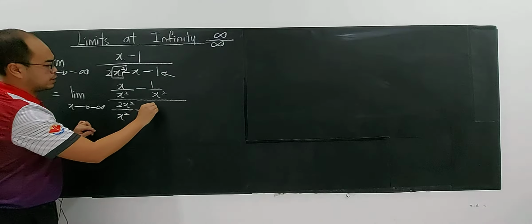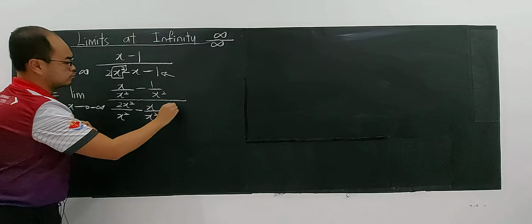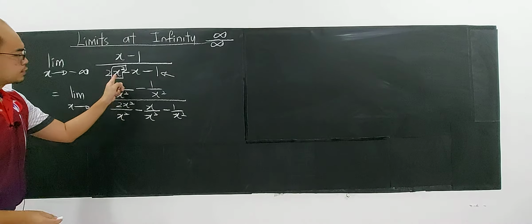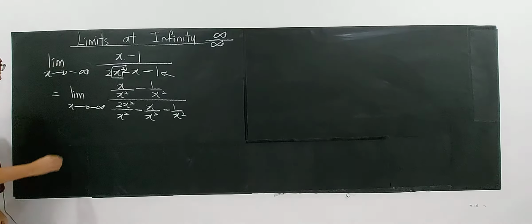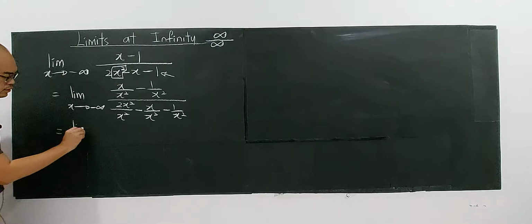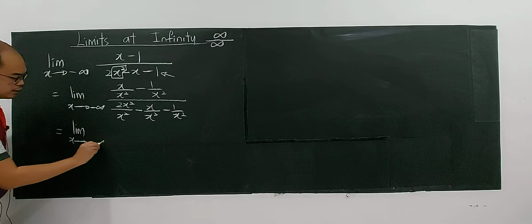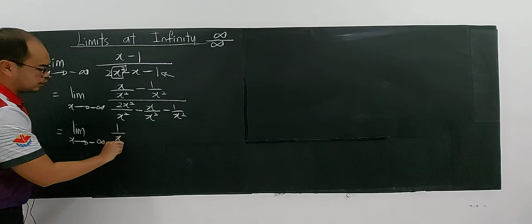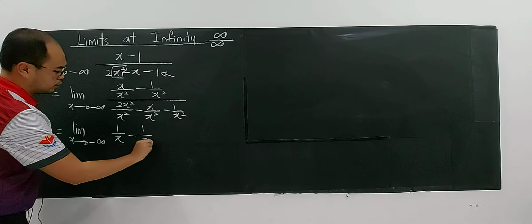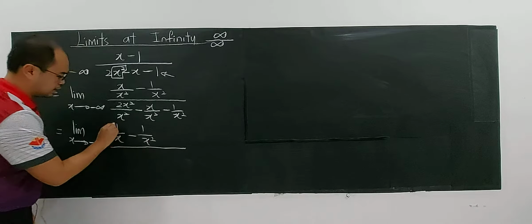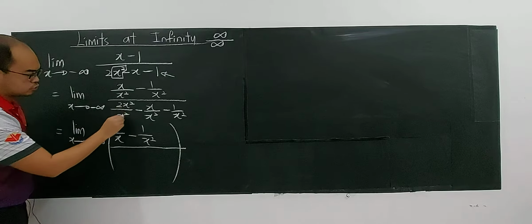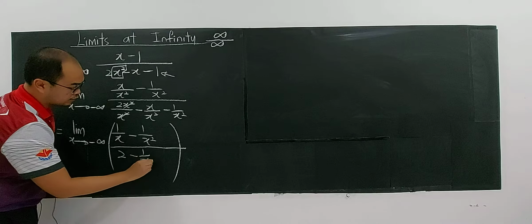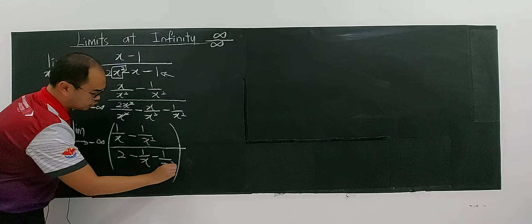You get x squared minus x over x to the power of 2 minus 1 over x to the power of 2. Can you see that? Everything is divided by the highest degree, which must be from the denominator. So as x approaches negative infinity, we have x over x squared, which is 1 over x, minus 1 over x to the power of 2, divided by 2 minus 1 over x minus 1 over x to the power of 2, right?